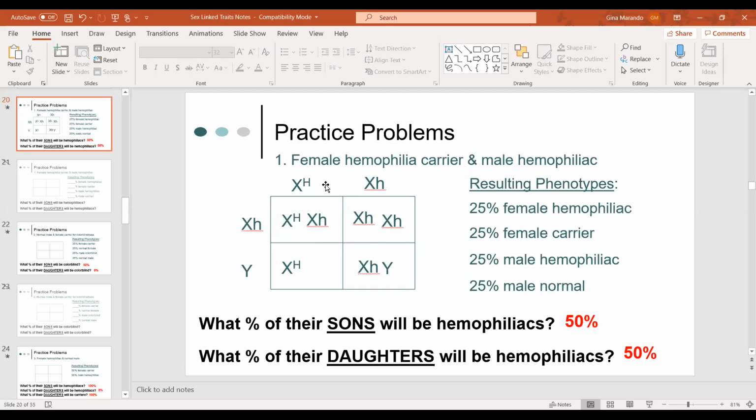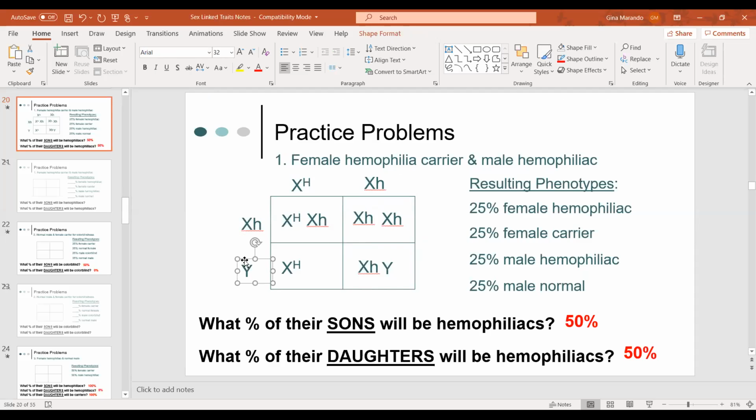Okay, so in this situation with these two parents, we have this possibility, a female, a daughter, and she is a carrier, but she'll otherwise be normal. She will not be hemophiliac. She will have no blood clotting problems. This person is a female, but she has the two recessive alleles. So she is going to actually be a hemophiliac.